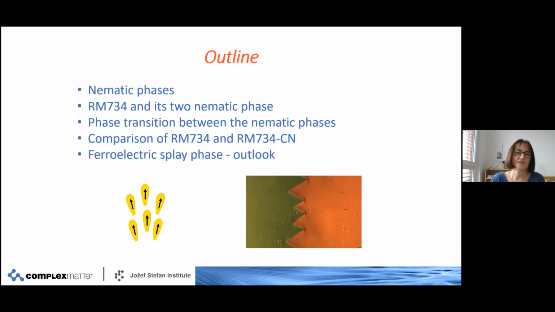So first, I will say a few words about the nematic phases and how the polar nematic phase fits in. Then I will focus on the material and experimental results with which we show that this phase is ferroelectric. In particular, I will focus on the phase transition between the nematic phases. And later on, I will show a comparison between a material which exhibits the ferroelectric phase and a very similar material which does not. And at the end, I will discuss the problems and what is the outlook for this work.